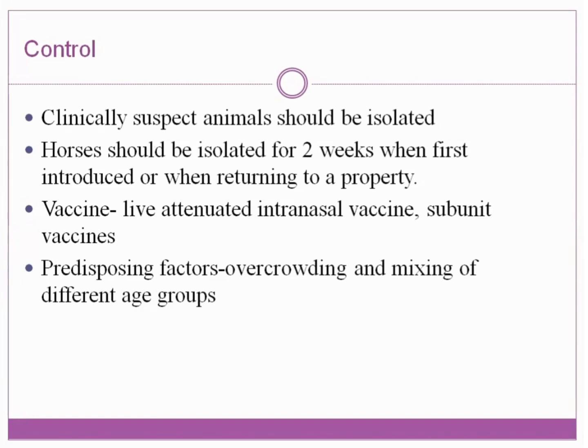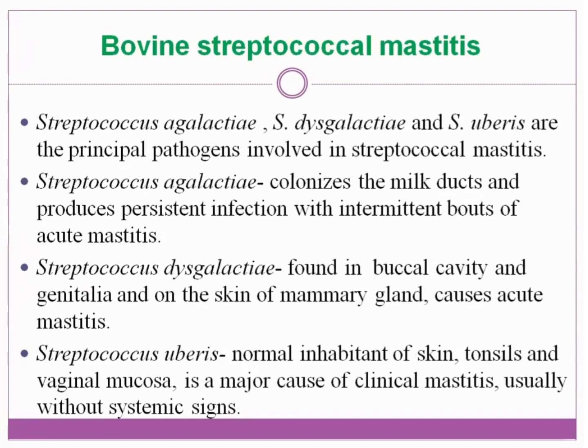Next is the vaccine. A live attenuated intranasal vaccine or subunit vaccine is available against Streptococcus equi infection. Predisposing factors include overcrowding and mixing of different age groups, so by protecting against these predisposing factors, we can remove the chances of the disease in animals.